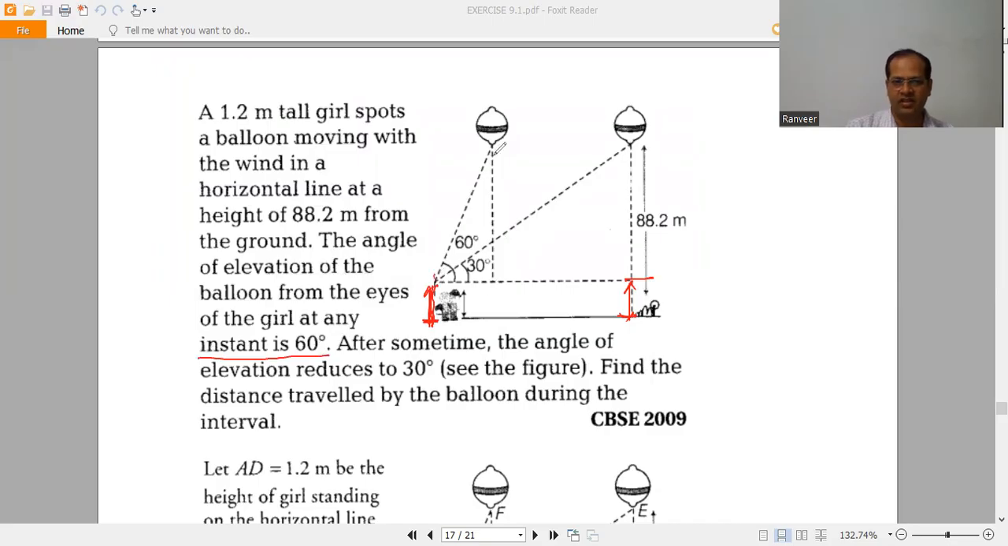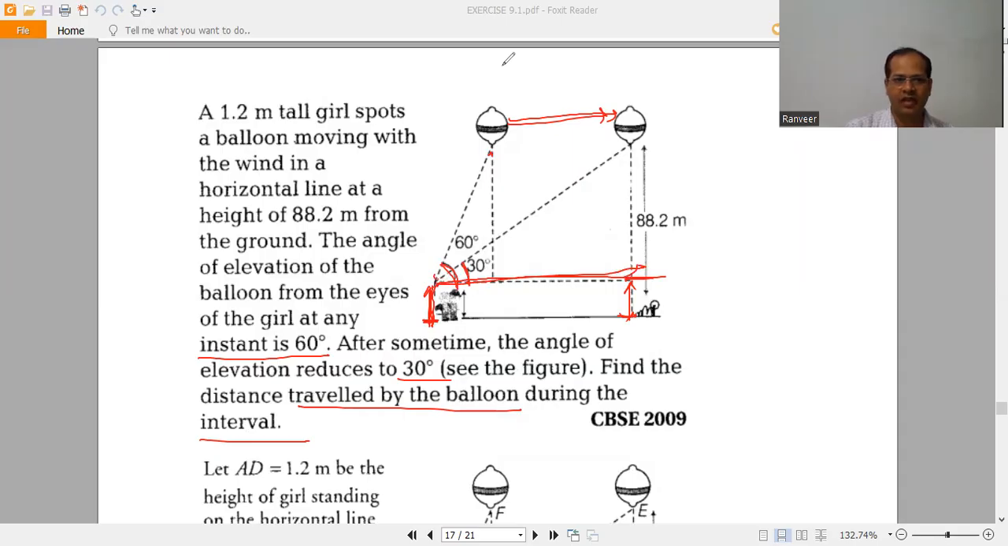So initially suppose 60 degree is here. Initially 60 degree is this, is the 60 degree. After some time the angle of elevation reduced to 30 degree. So after some time, the balloon position goes from here to here with the uniform speed, 30 degree. Find the distance traveled by the balloon during the interval when the angle goes from 60 degree to 30 degree. So we have to find the distance traveled by the balloon. We have to find out this distance.